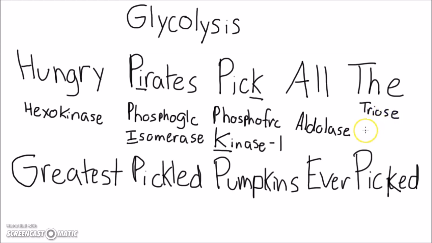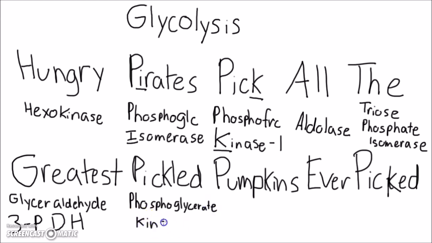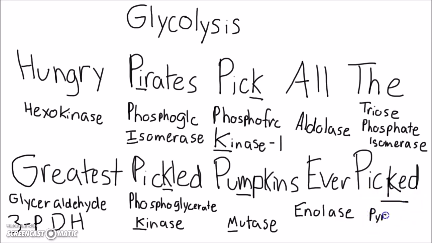A, aldolase. The next is triose phosphate isomerase. G, for greatest, is glyceraldehyde 3P dehydrogenase. Pickled, P, it has a K in there, so it's phosphoglycerate kinase. Pumpkins has an M, so it's phosphoglycerate mutase. E, enolase, and picked has another K, so that's pyruvate kinase.